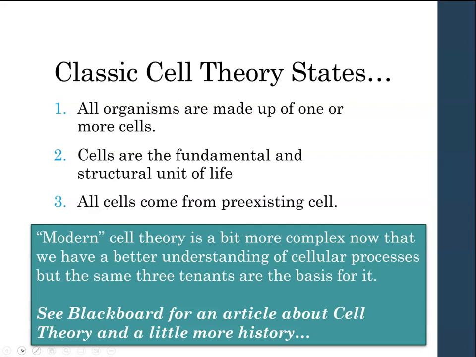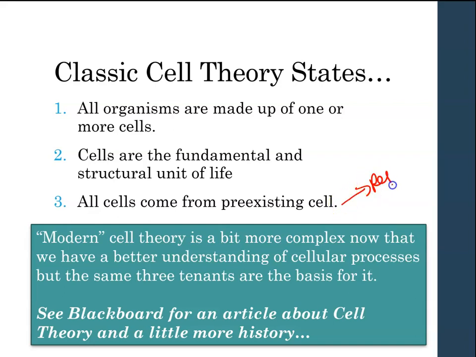So all organisms, if you're gonna be a living organism, you have to be made up of at least one cell. Cells are the fundamental and structural unit of life. What that means is that there's nothing lower than a cell for a living organism. So 1 and 2 kind of go together. All organisms are at least one cell. A cell is the smallest structure that we would call living. And then last, and this comes from Virchow and Pasteur, all cells must come from a pre-existing cell.